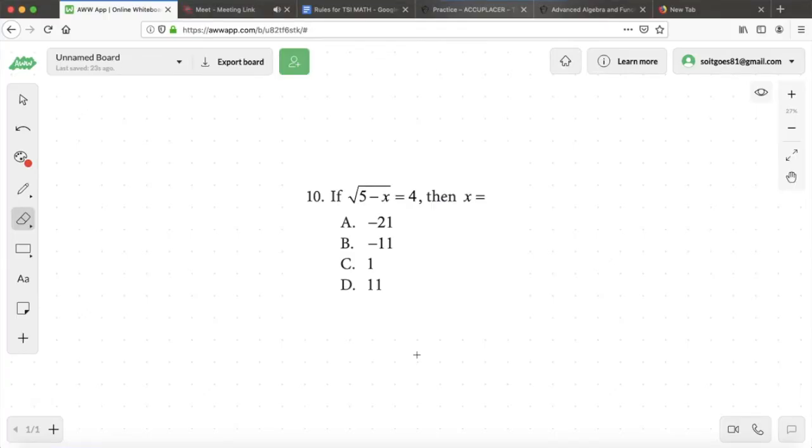Plug in all the answer choices, like A, B, C, and D, and see which one gives us 4 on the left-hand side of the equation. Does that make sense? Yes. Great. Let's do it. Okay, so... 5 minus negative 20 is 5 plus 20.